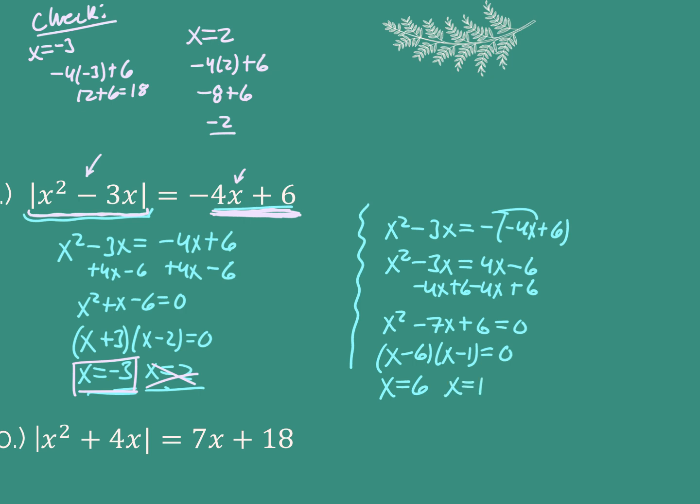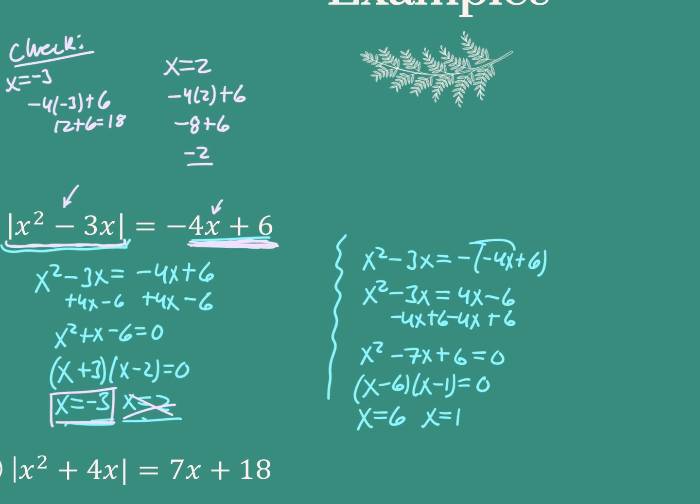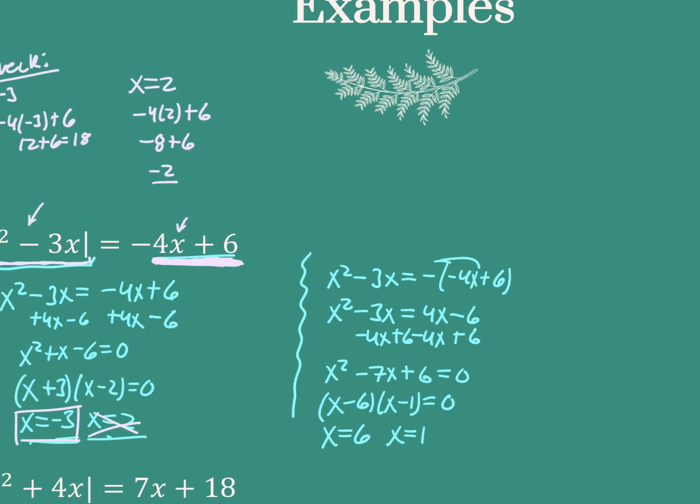Once again, I do want to check these, right? Because maybe one of them doesn't work. But once again, I'm going to plug it into the side that could give us an issue, right? And we'd only get an issue with absolute values if it equals a negative. So I'm going to check this side now. Let's check x equals 6. Let's see if that works. I get -4 times 6 plus 1.